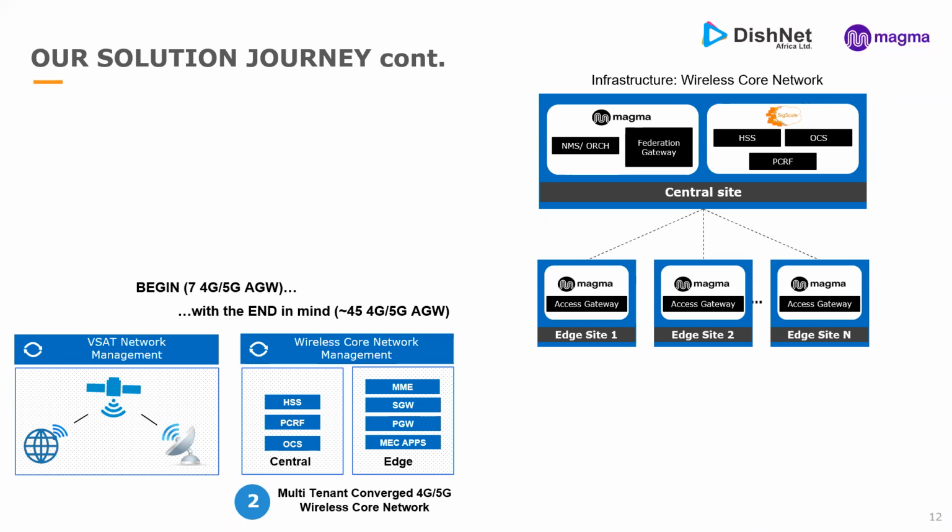So what we did currently, we deployed around 7 access gateways on our different sites, and we are planning to deploy approximately 45 access gateways on different locations, like different camps. We can say it is about 8 sites.